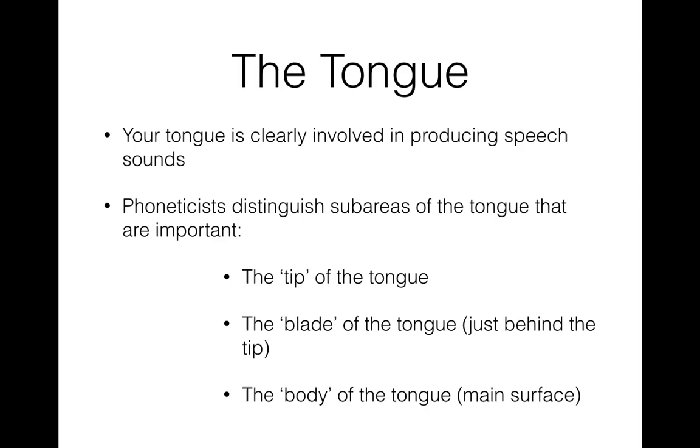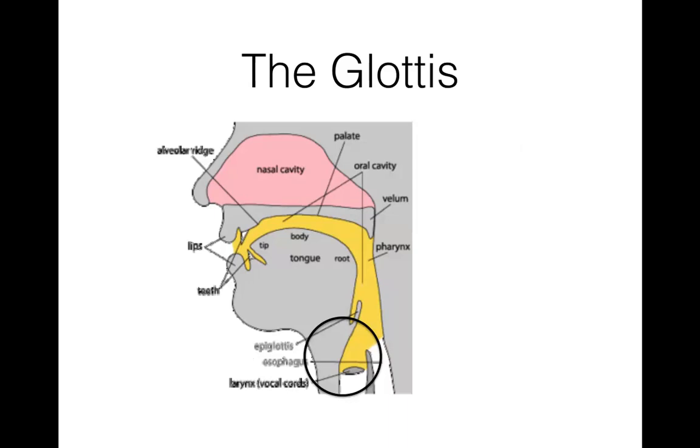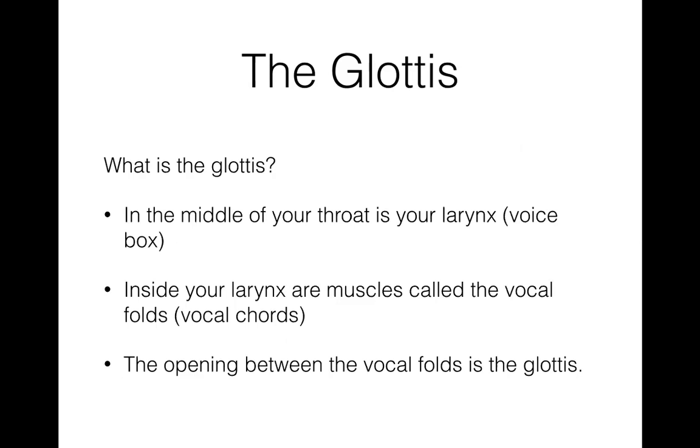The other organ that is involved in production of speech sounds is called the glottis. It's right here, right? The glottis, it's the vocal cords, right here, middle of your throat. So if you take your hand and put it in the middle of your throat, you can feel your vocal cords. Your vocal cords are like this, and there's a teeny tiny opening in that, and that opening is called the glottis, right? The opening of the folds of your vocal cords is called the glottis.